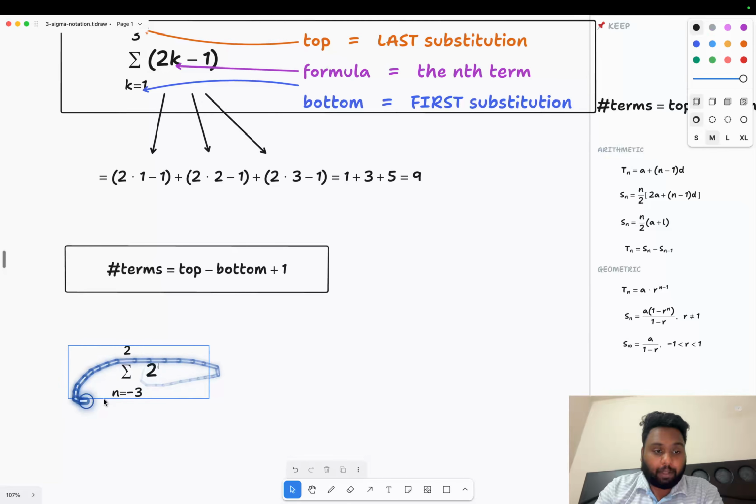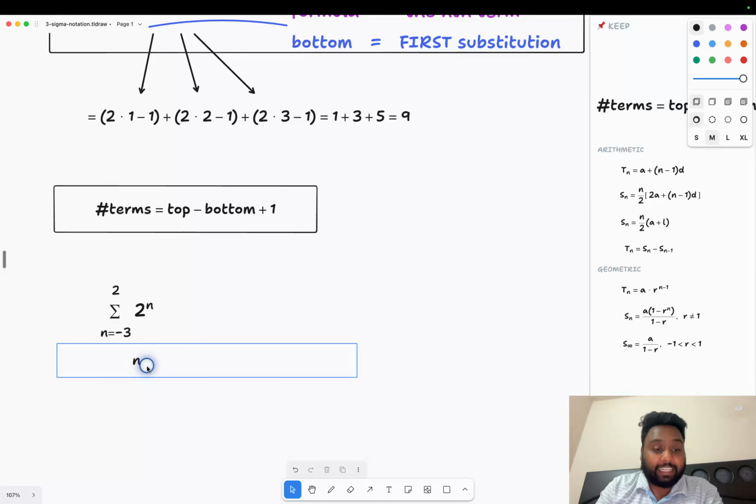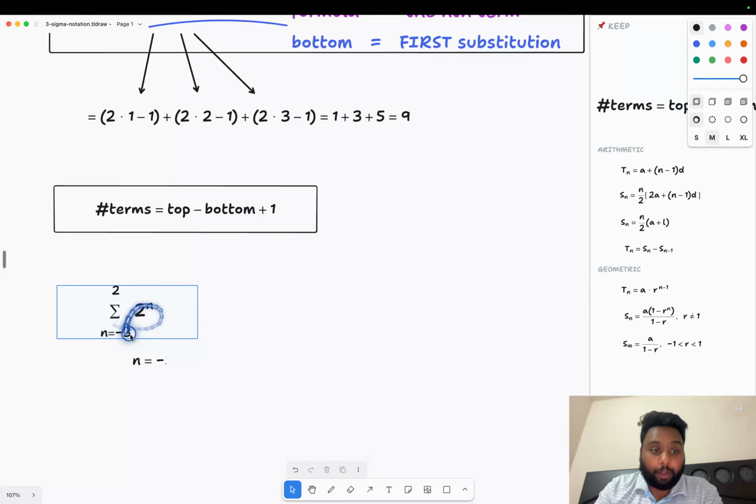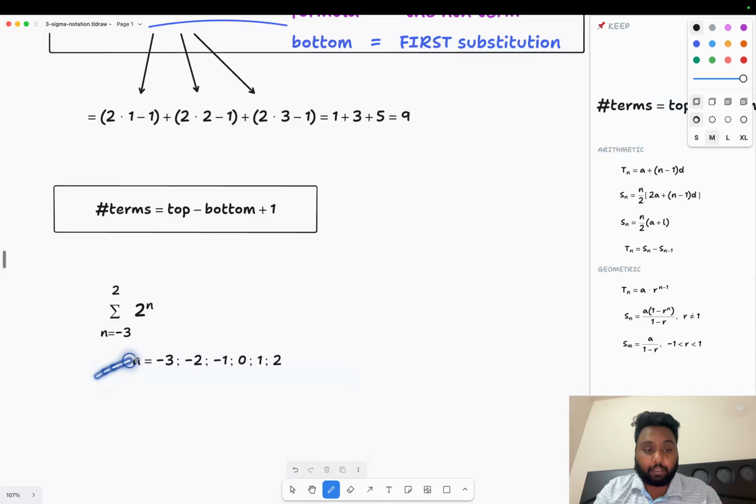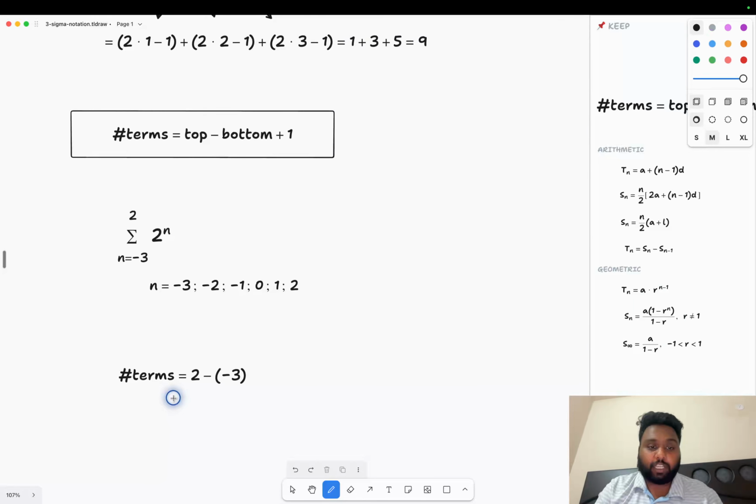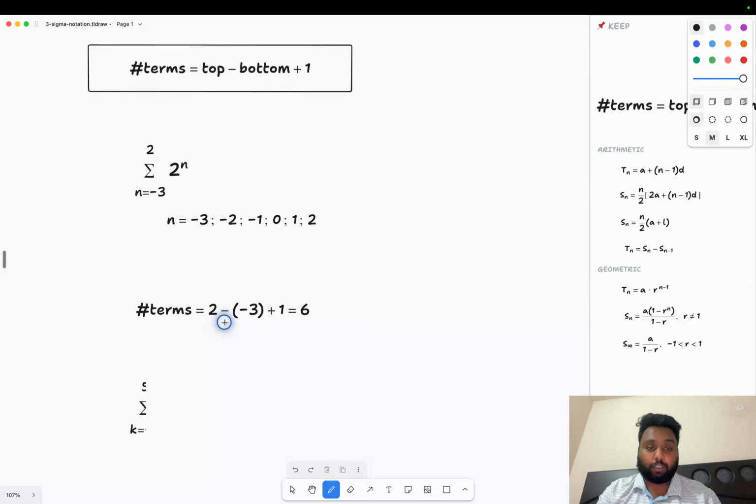For example, this is a series that has been given to us. For this, how many values of n will be there? We will use n = -3, -2, -1, 0, 1 and 2. So how many are there? It is 1, 2, 3, 4, 5 and 6. We have 6 terms in this. And how do we find the number of terms? We can just use the formula: top 2 minus (-3) plus 1, which is 6. This is exactly the same, so we know that our formula works for this.